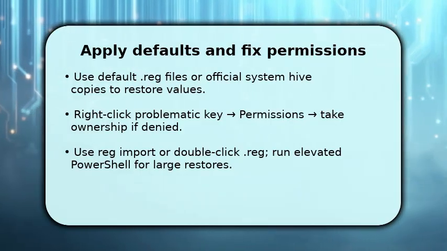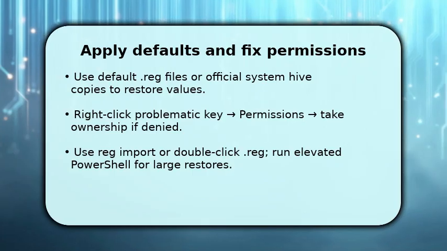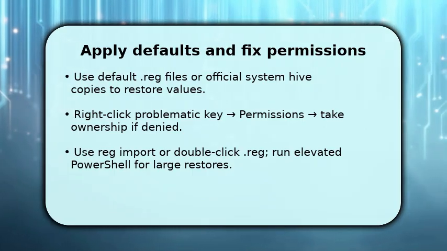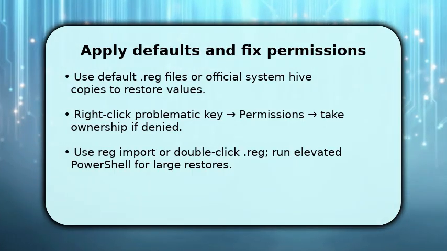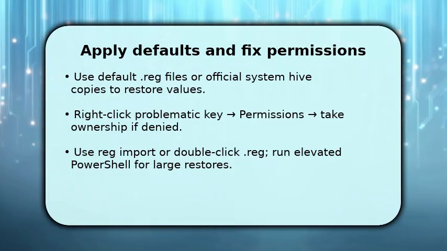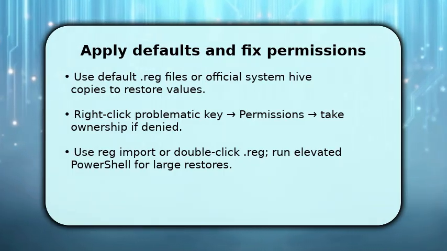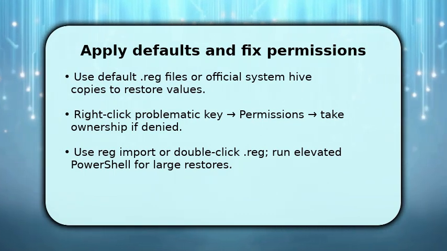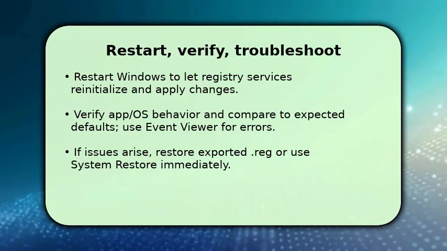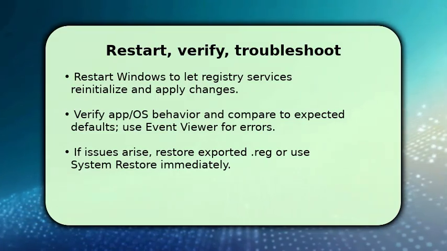Once ownership is set, use File > Import in Regedit or run reg import path /file.reg from an elevated command prompt. For many entries, use PowerShell with Start-Process reg.exe -ArgumentList import file.reg -Verb RunAs. Finish by restarting Windows so registry changes fully initialize and services reload their settings.